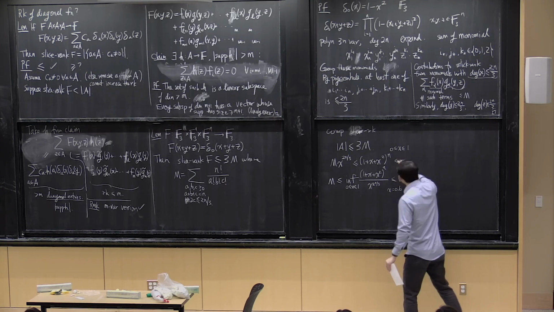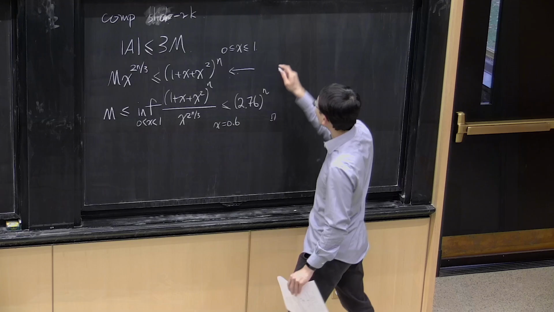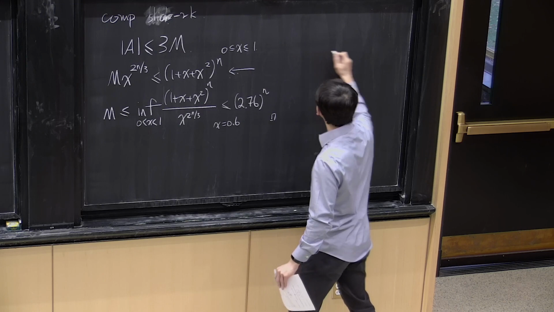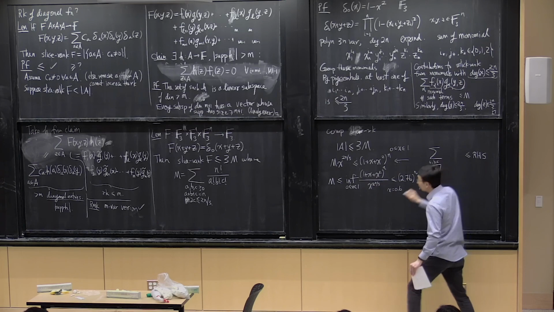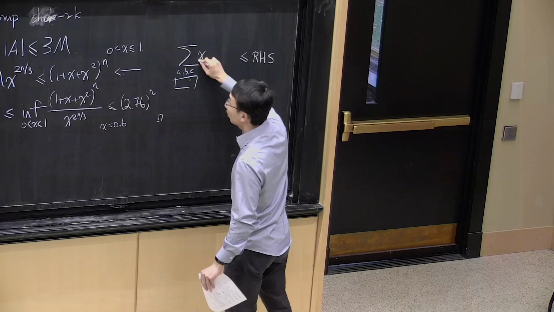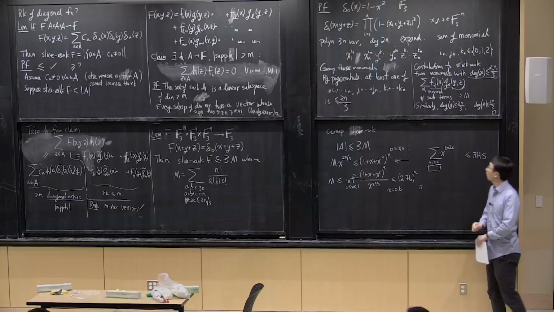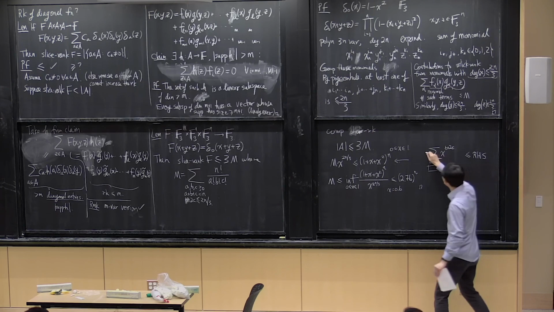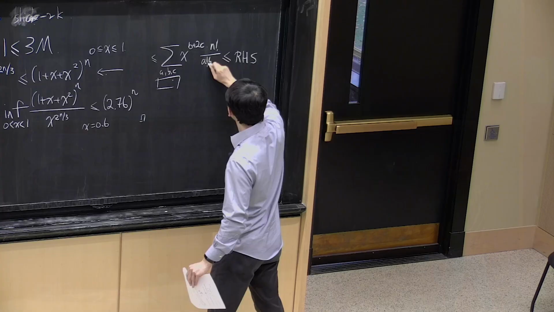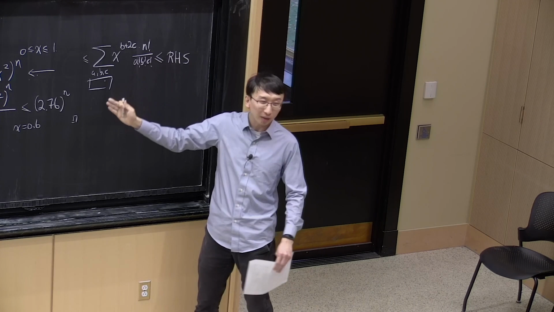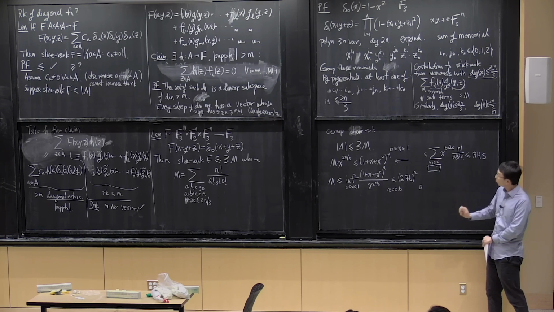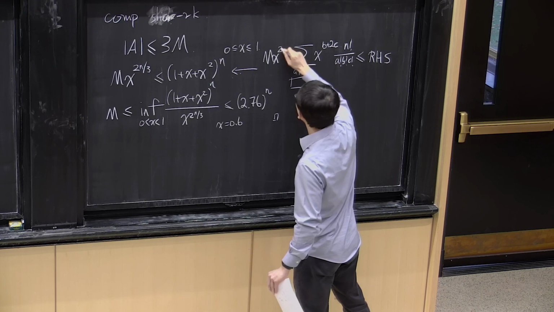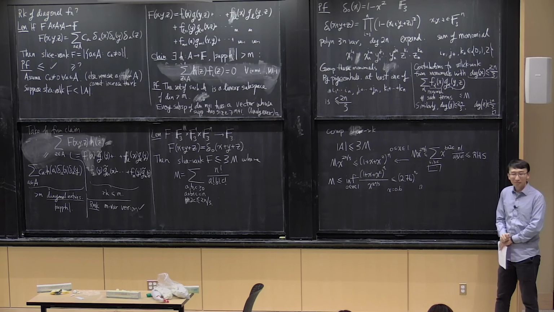Okay, so why is this step true? If you expand the right-hand side, you see that the right-hand side is upper bounded by all these a, b, c, same as over here, x to the b plus 2c, and also there's a binomial coefficient term. So basically, I'm doing the multinomial expansion, except I toss out everything which is not part of the index. And because b plus 2c is at most 2n over 3, I get m times x to the 2n over 3. Okay? All right.